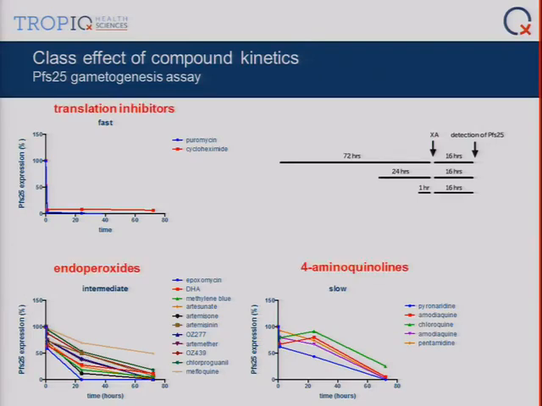And this seems to be a class effect, as the immediate acting compounds are 2 translation inhibitors. And the intermediate effect is mainly dominated by endoperoxides, whereas the slow acting compounds are mainly 4-aminoquinolines.